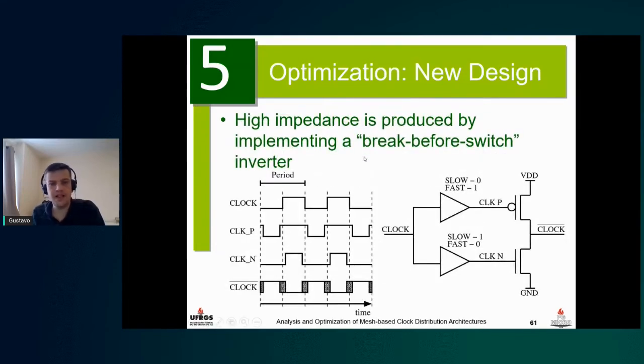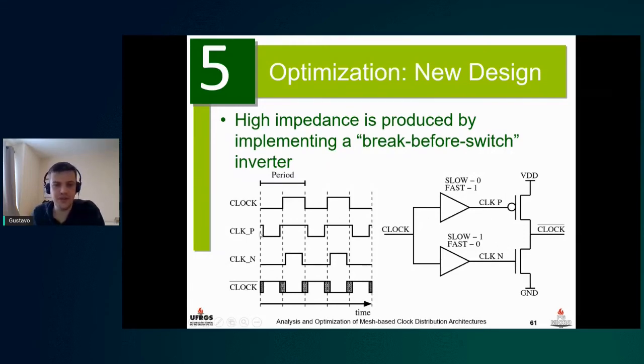We can do that by implementing a break-before-switch inverter. We would have to delay the 0 and 1 signals differently for the P transistor and the N transistor. For the P transistor, whenever we have a 0 at the clock line, we want to delay that, and a 1, we want to propagate as fast as possible. And the opposite is valid for the N transistor in the mesh buffer.